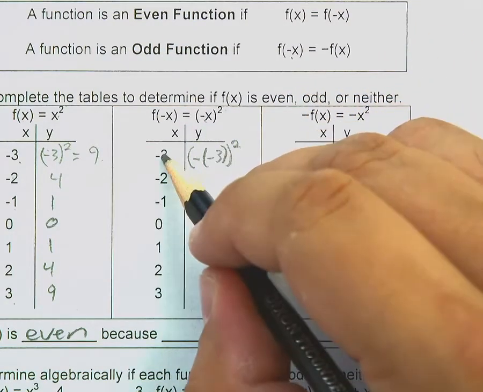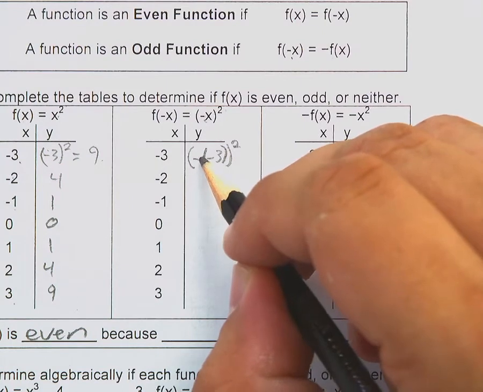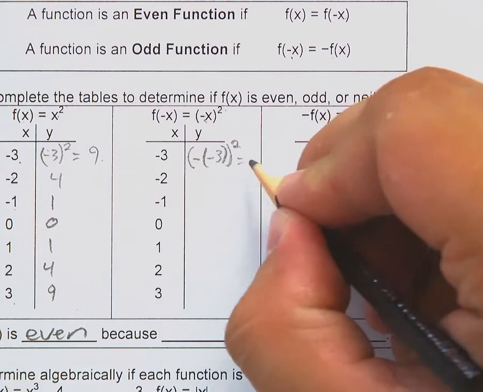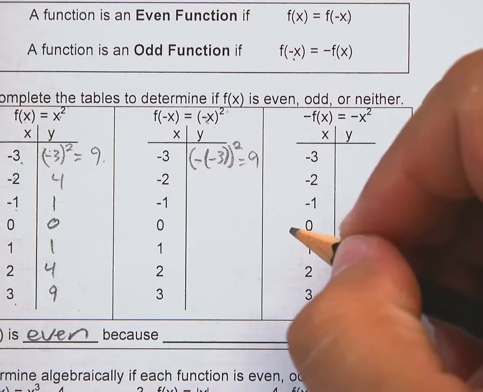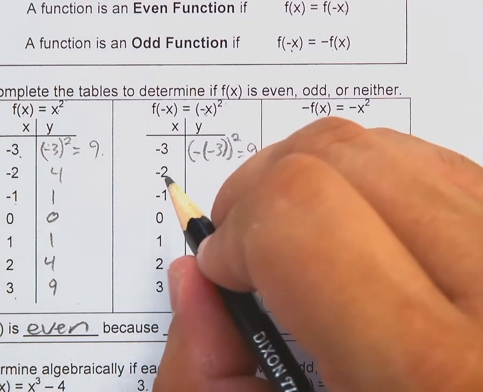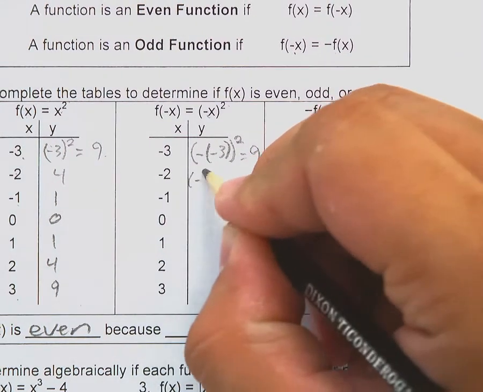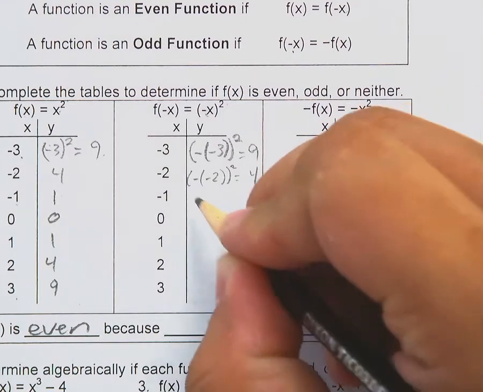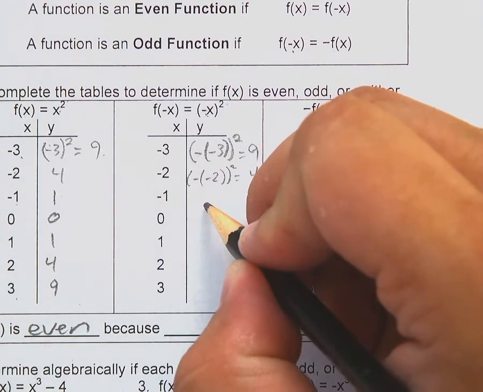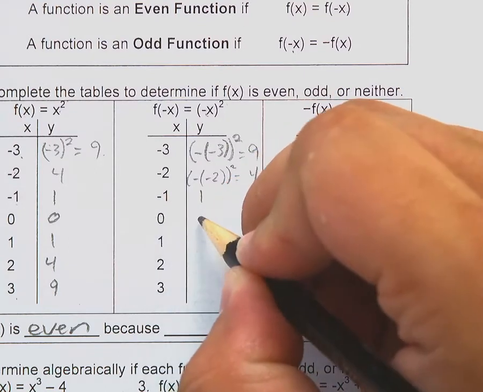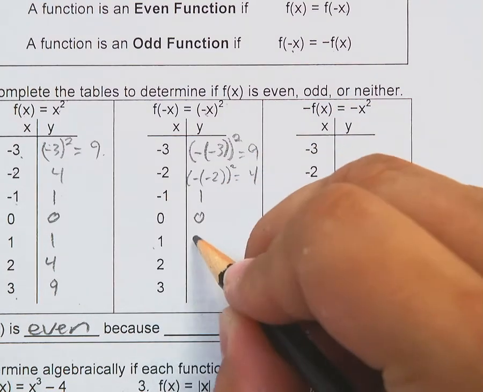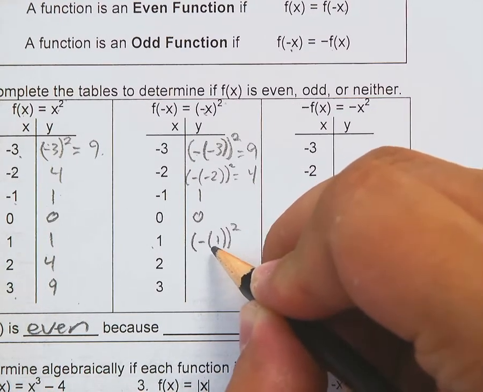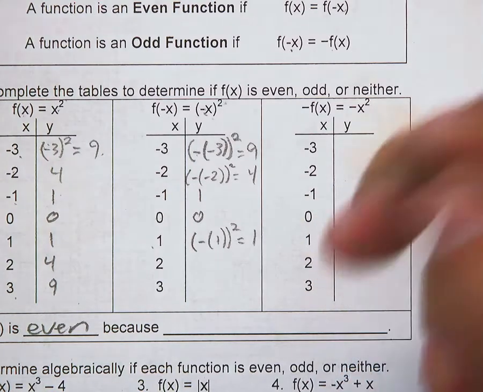Because x is -3, and I've got another negative outside of it. Well, what's -3? +3, and +3 squared is 9. Fantastic. -2, same thing. -2 squared is 4. -1 squared is going to be 1. -0 squared is 0. Now when you get down here, it's going to look like this. -1 squared. Well, -1 squared is still +1. It's a negative times a negative.